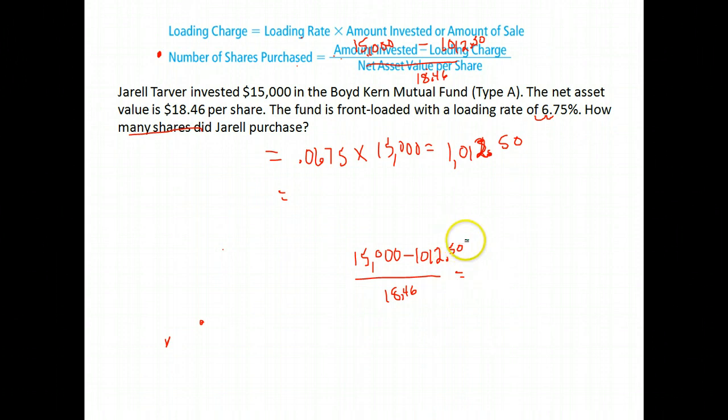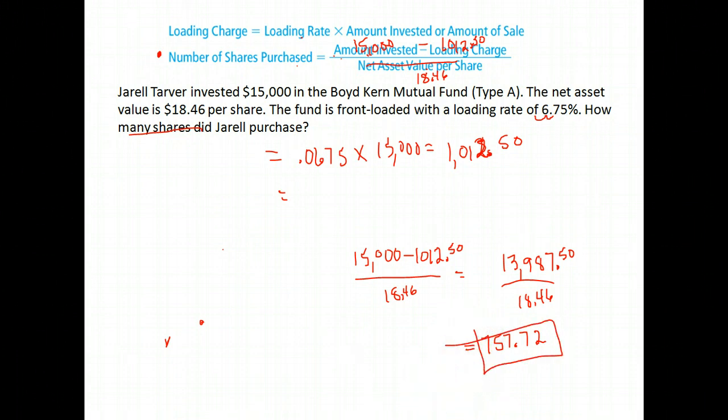So do the subtraction first. We subtract on top and we get 13,987.50. We divide by 18.46. When we do that, we get 757.72. Now it will just depend on what they want you to round off to. This could be rounded to 758 or 757.7. But that is the way that we calculate it.